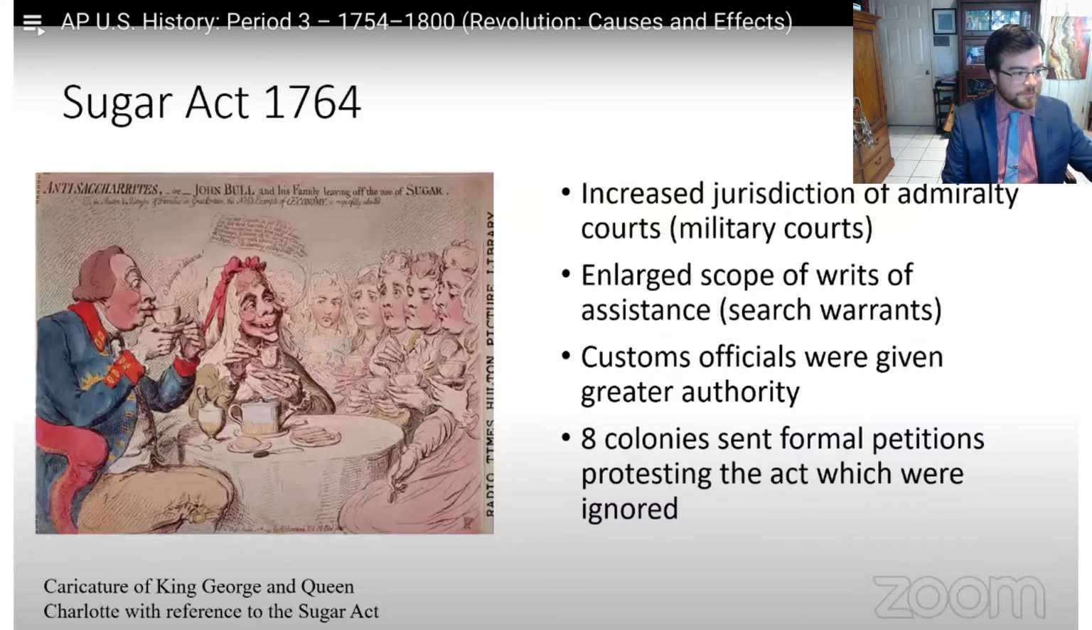So they draw King George looking like a clown, and they draw the Queen looking like, well, you can see what she looks like. And so there's increased jurisdiction of admiralty courts. Military courts have more scope and power. A lot of rights are going to be taken away. The scope of writs of assistance is going to be enlarged, so it's easier to get search warrants. Customs officials are going to have more authority to search the boats and search people for contraband or smuggling.